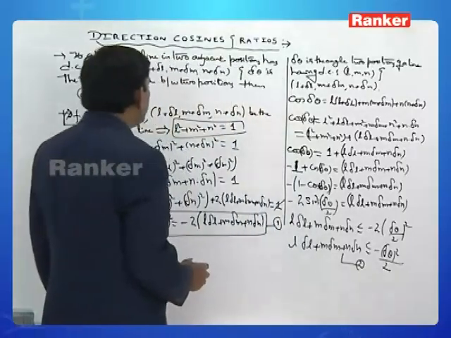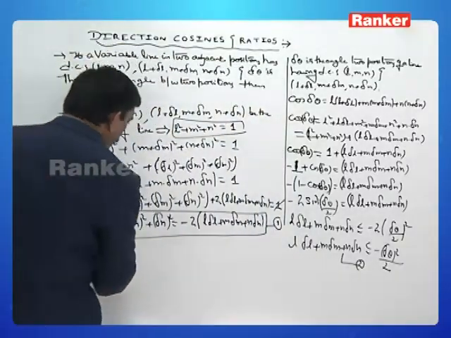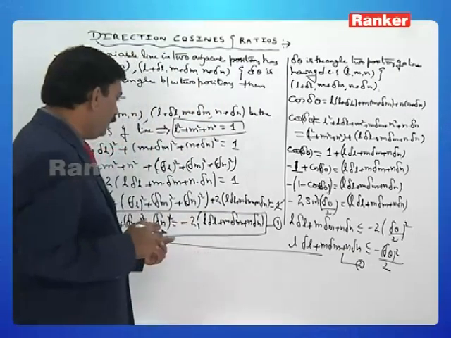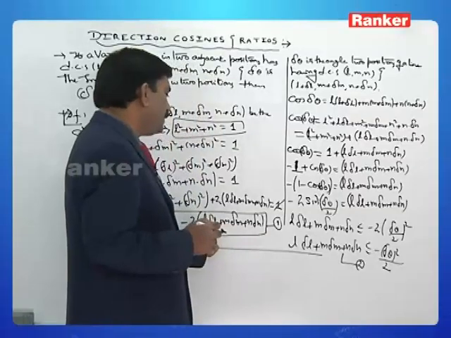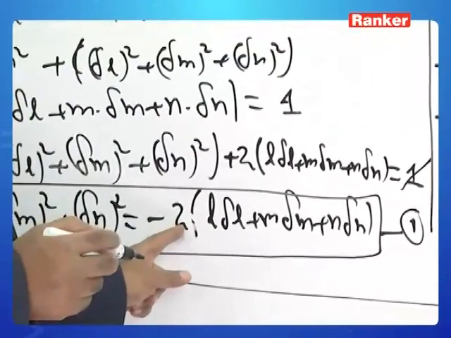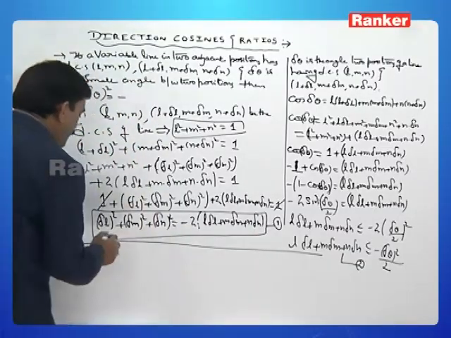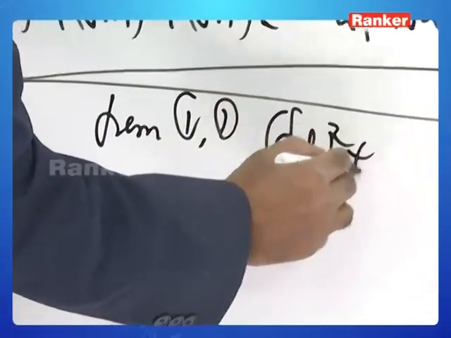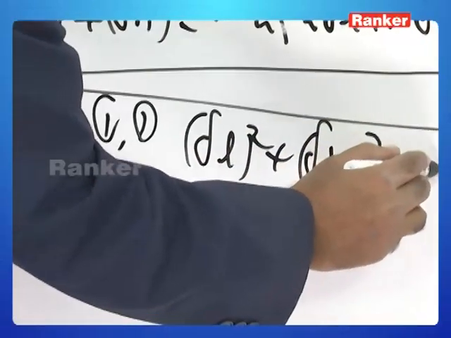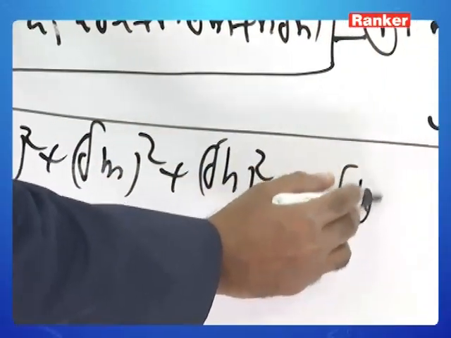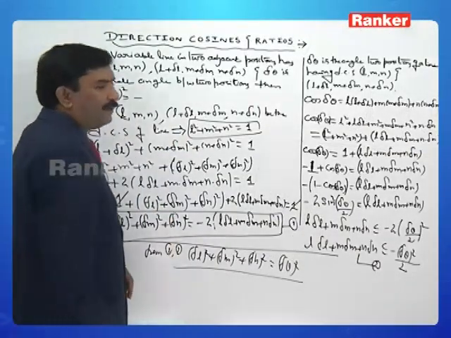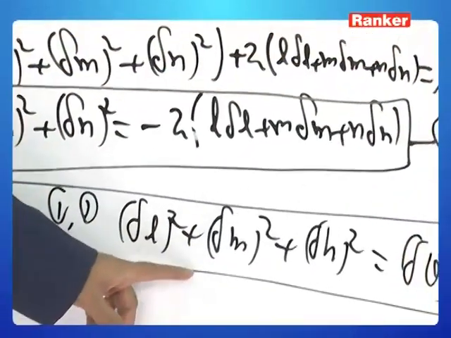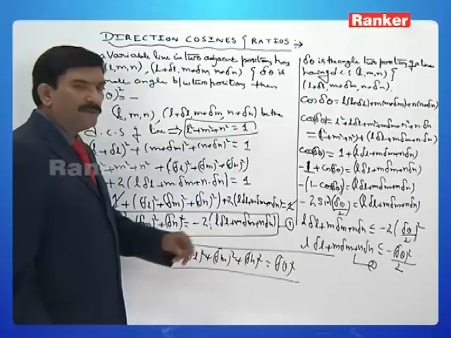You call this as 2. Yes, now you can very well observe from 1 and 2. Now in place of this you can substitute this, right? Now you can cross multiply 2. So now from 1 and 2 I can write dou L whole square plus dou M whole square plus dou N whole square is equal to dou theta whole square. This is how you can prove it.